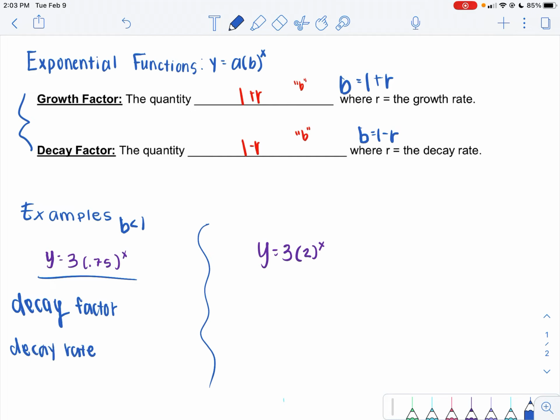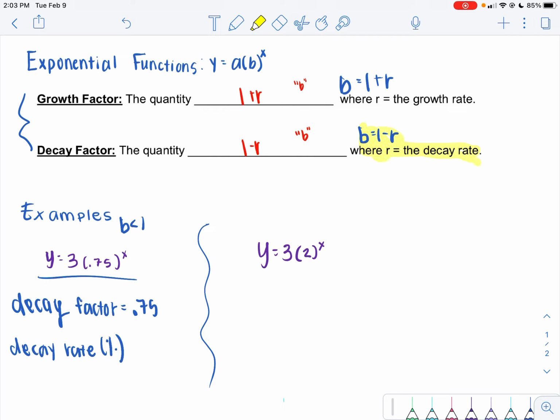Okay, so the factor is the same as b. So what's being raised to the x power. So if we want our decay factor and we want to write it as a decimal, it's just 0.75. Okay, when you're asked for decay rate, you want to give that as a percent most of the time. It should tell you. So decay rate, well, look right here.